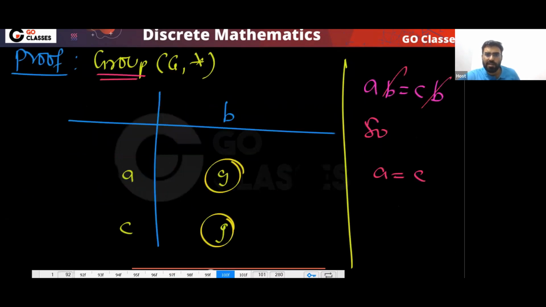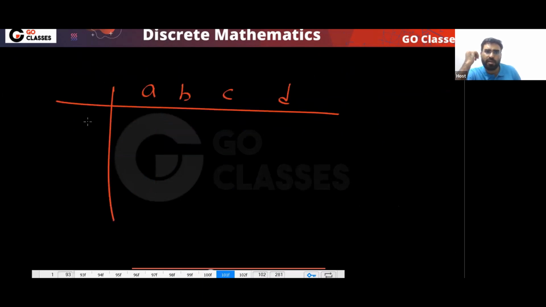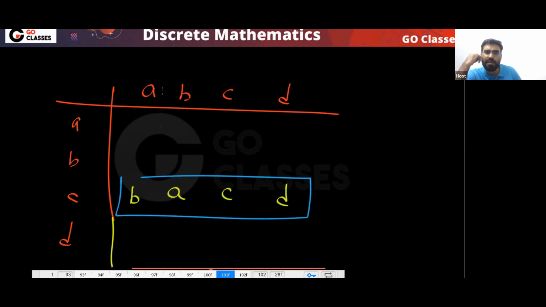Now remember, no element can repeat two times. What does it mean? If I give you this, let's assume you have A, B, C, D. Now remember, no element can repeat. So if I put B here, I cannot put B here, right? Because no element can repeat. So I can put A here. Now, can I put B here? No, because an element cannot repeat. I cannot put A here. So I can put maybe C here, maybe D here. Can you notice that every element will appear exactly once? Every element of G is appearing exactly once because no element can repeat.